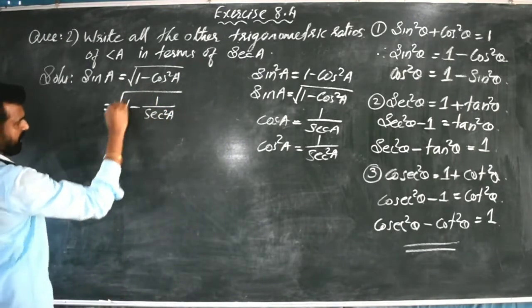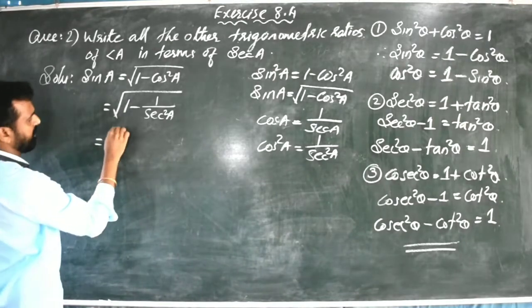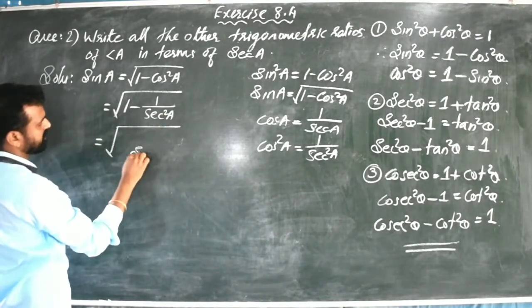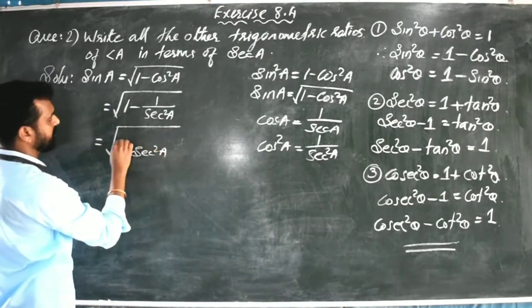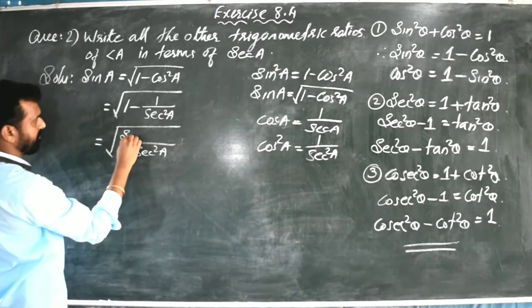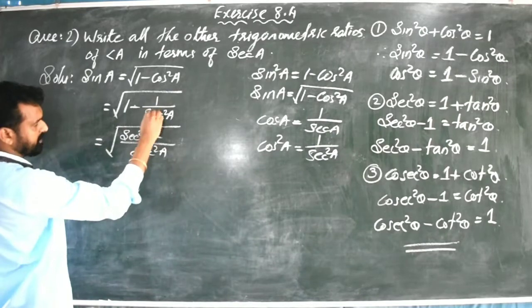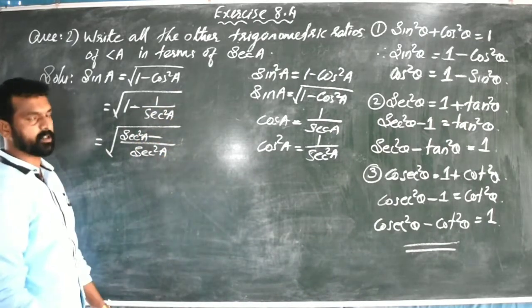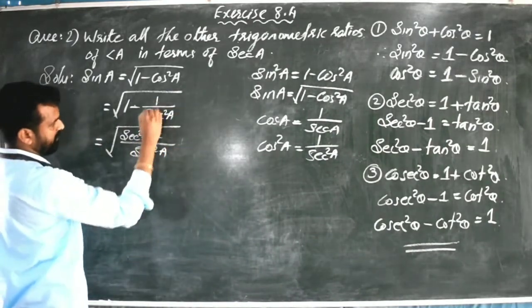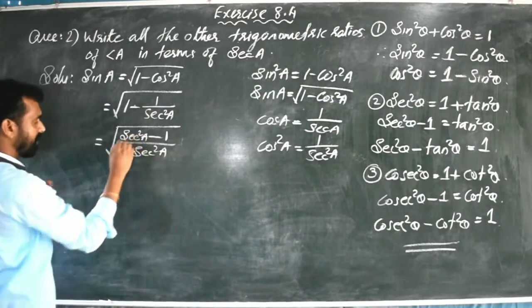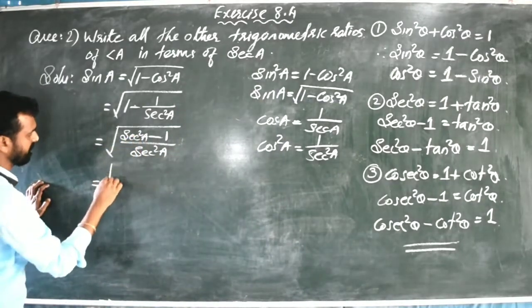After that we have to take the LCM here. That is equal to square root of, what is the LCM? Sec square A. Then numerator: 1 into sec square A, it will become sec square A, minus 1, by sec square A. Second rational number into LCM. Then sec square A we can cancel, it will become 1. Now split the square root in the numerator and denominator.